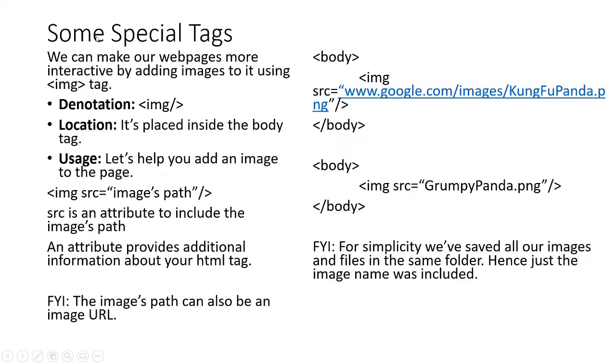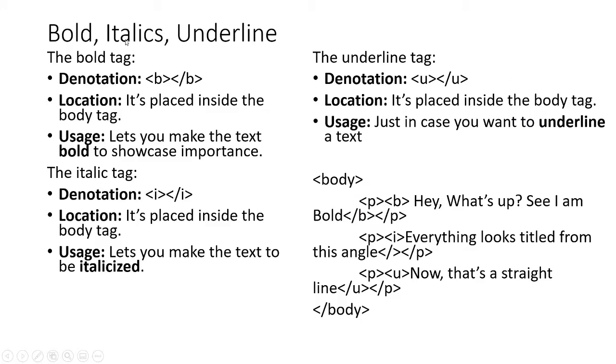So, bold: we have a bold, italics, and underline tag. The bold tag is denoted as B, and it has a closing tag here. Location, it is placed inside the body tag. Usage, it lets you make the text bold to showcase importance. The italic tag is denoted as I. Location, it is placed inside the body tag. Usage, it lets you make the text italicized.